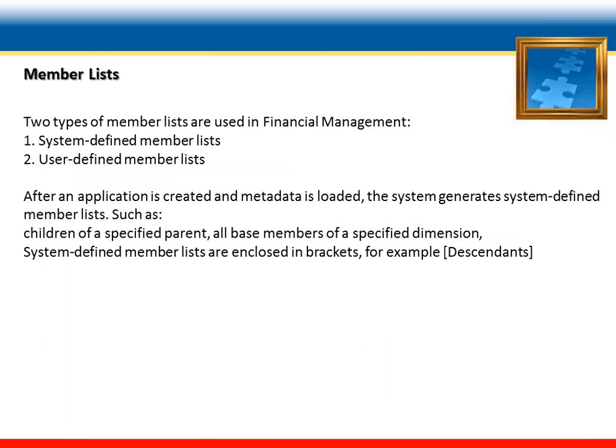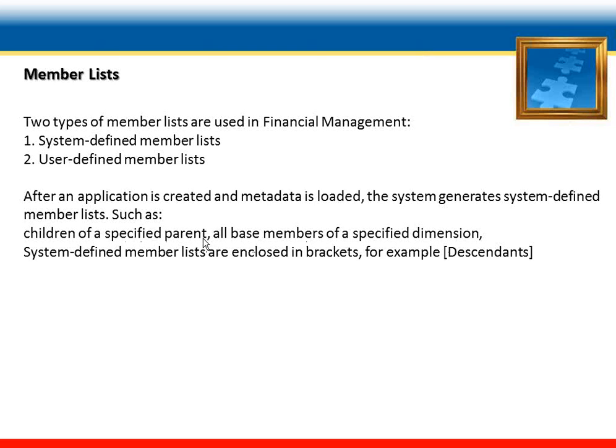So now we move to the slide for member list. There are two types of member list used in financial management. One is a system defined member list and another is a user defined member list. After an application is created and metadata is loaded, the system generates system defined member lists such as children of a specified parent, all base members of a specified dimension.